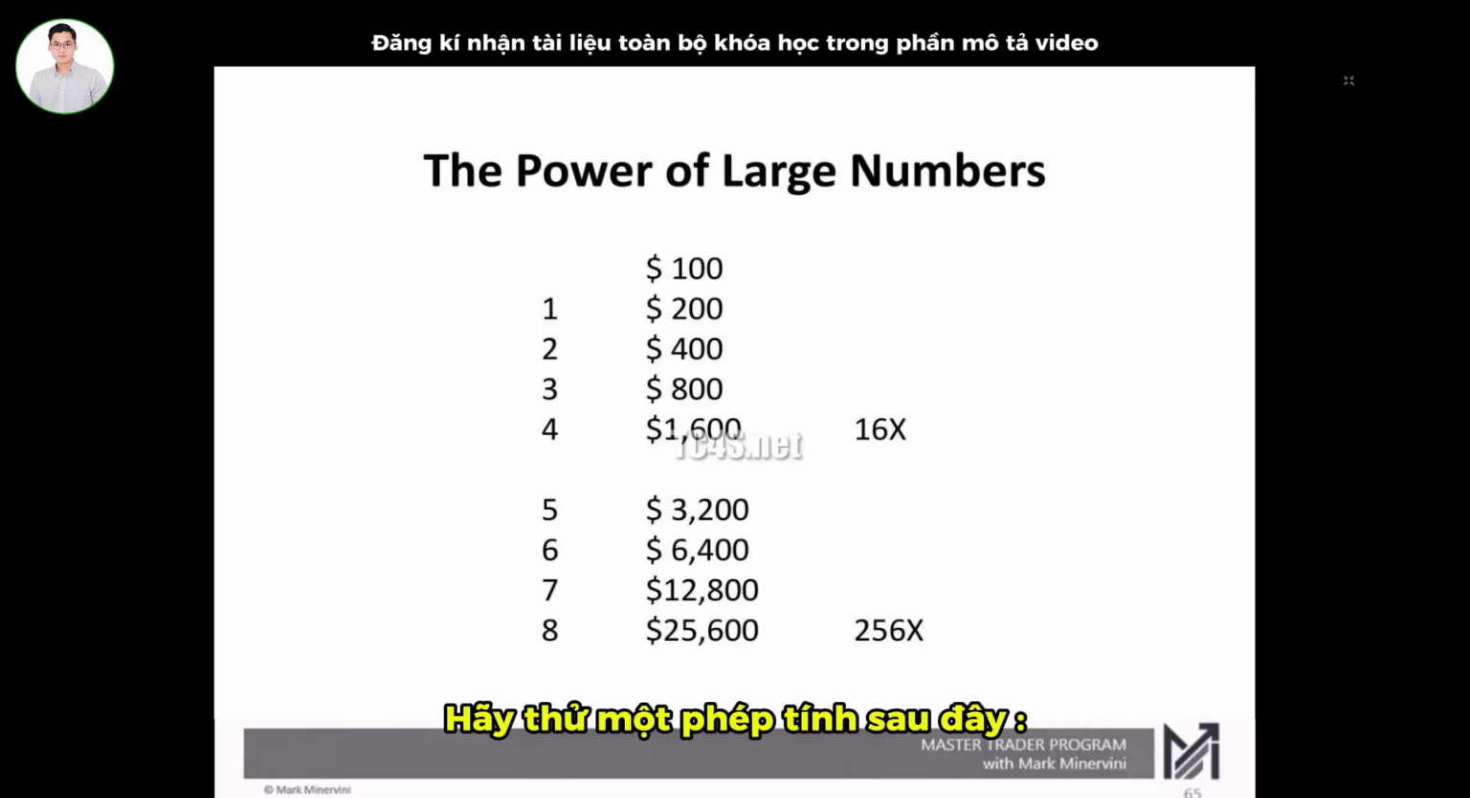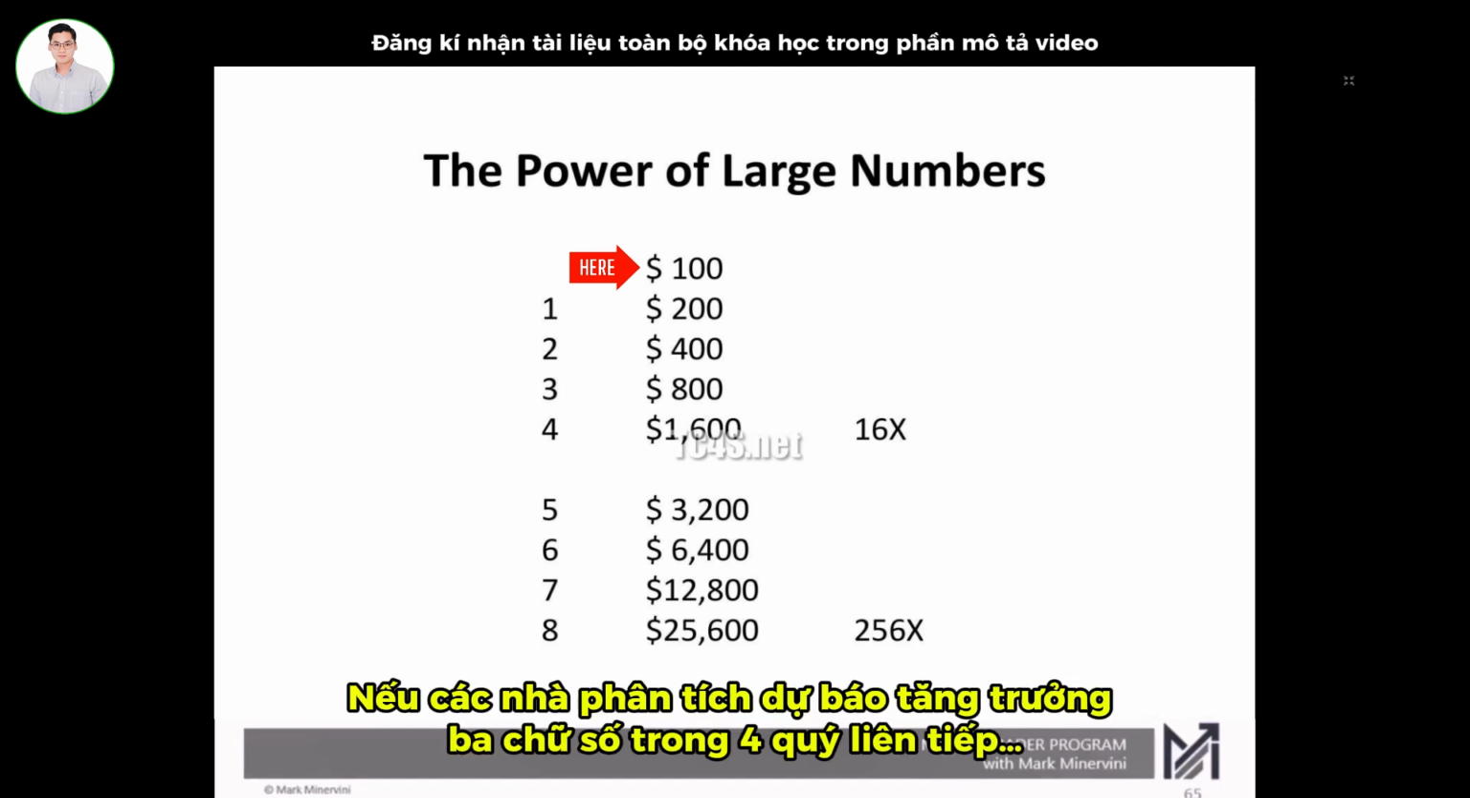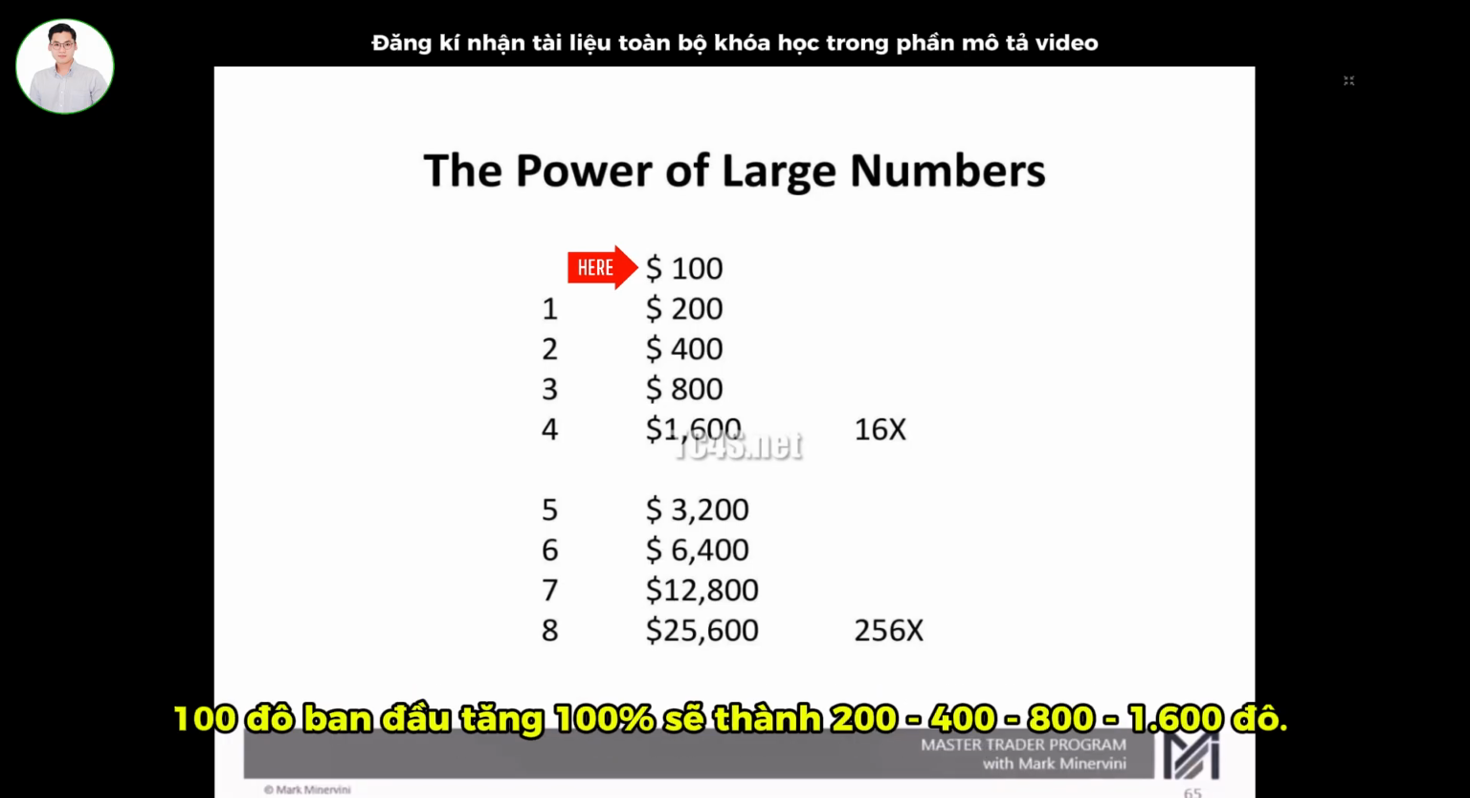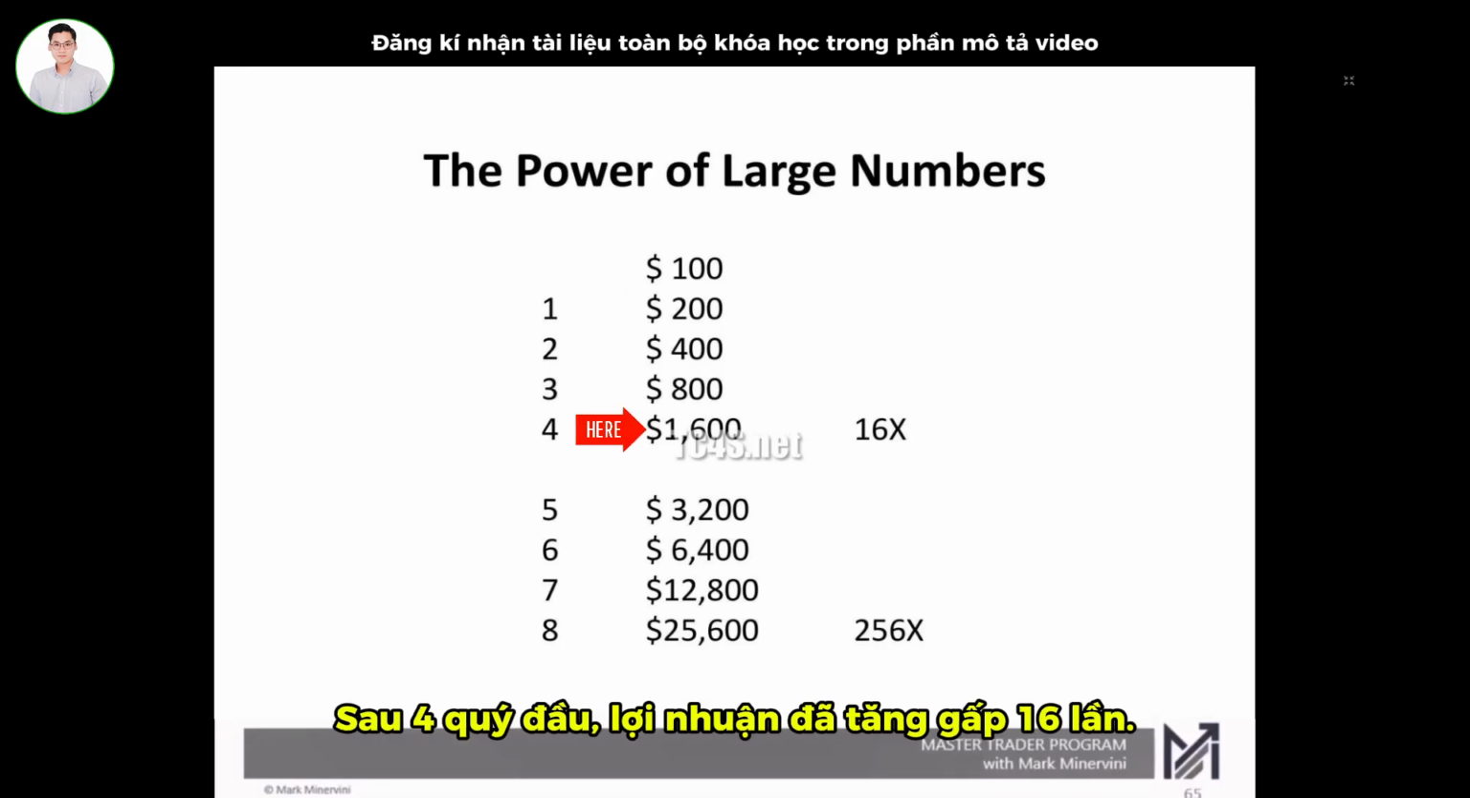I want to show you. Let's do some math here real quick. I actually put this slide together at the very last minute just to show this point. So let's just say you start off with $100 per share in earnings. And analysts can figure it out pretty good that the next 4 quarters are going to be triple-digit growth. So if you took $100 times 100%, you'd have 200, then 400, 800, 1600, right? So 4 quarters, a year later, the earnings are 16 times higher.